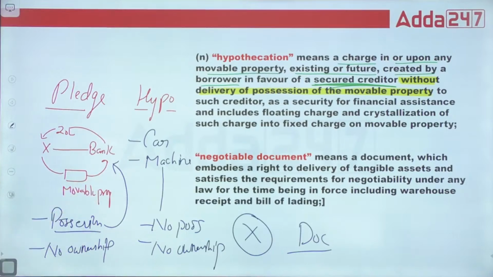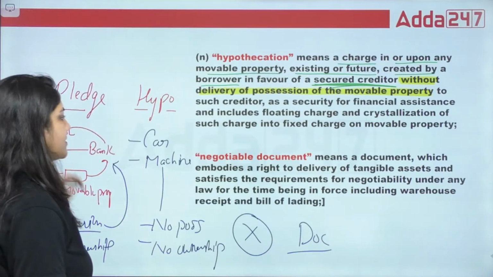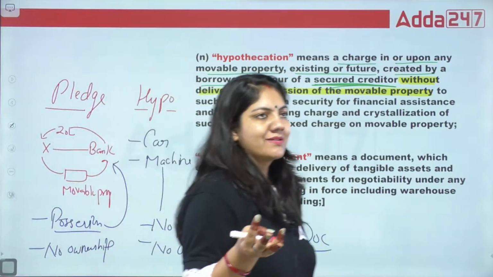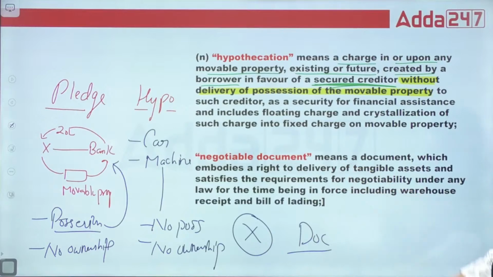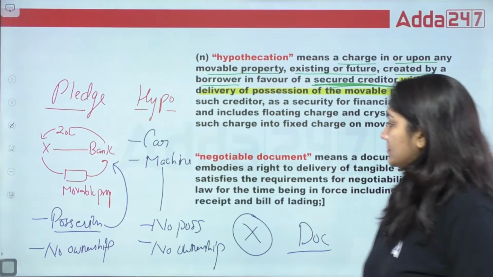Okay. What is a negotiable document? A negotiable document, that is a bill of exchange, promissory note, check, etc., comes under the negotiable document.